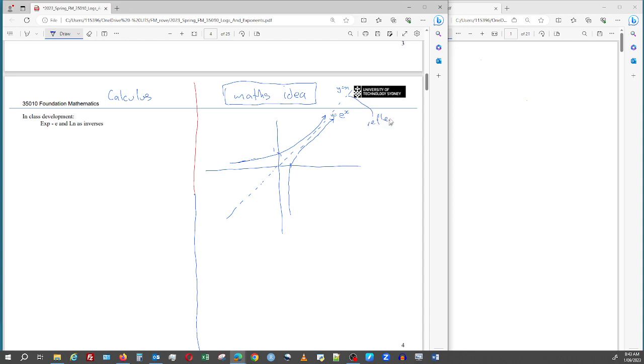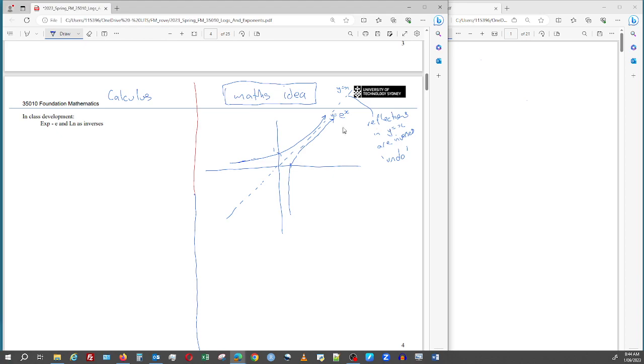The reflections in y equals x, and we can do that for any number of functions, not just this y equals x function. Reflections in y equals x are inverses. And what do we know about inverses? Inverses are characterized by this lovely word, undo. That's our go-to person, isn't it? Undo, when we're trying to make sense of that.